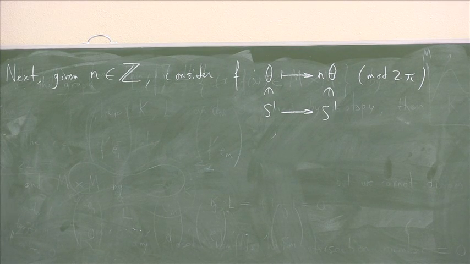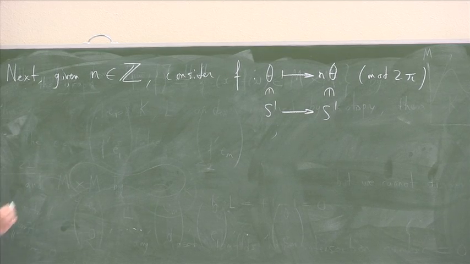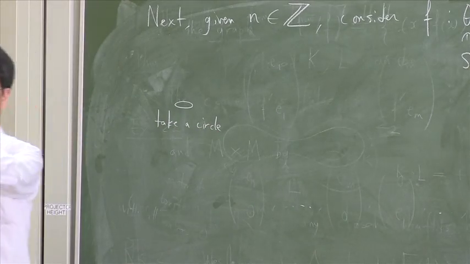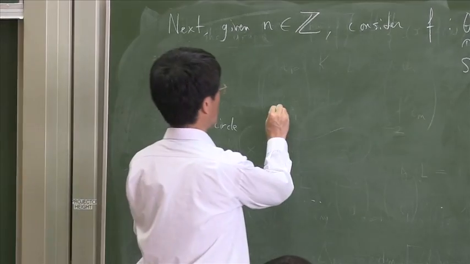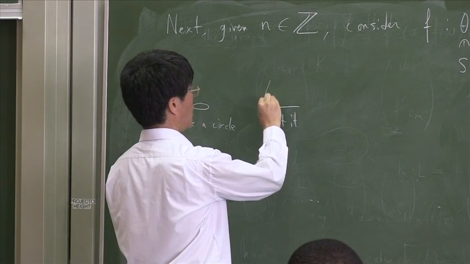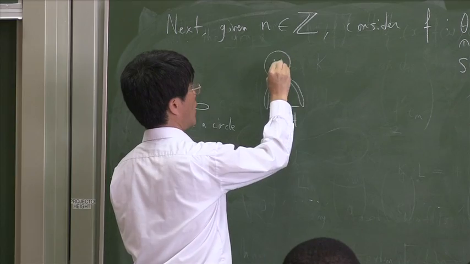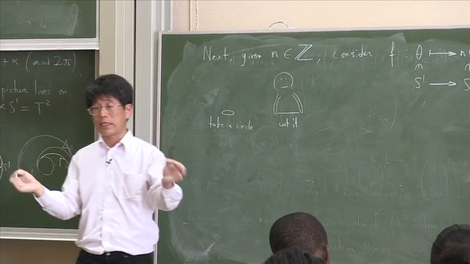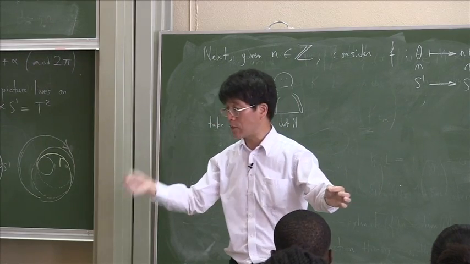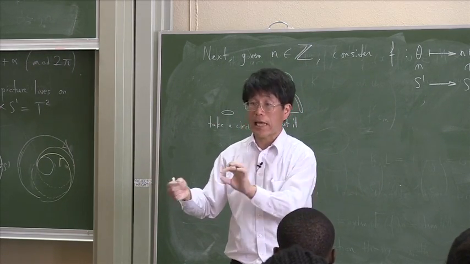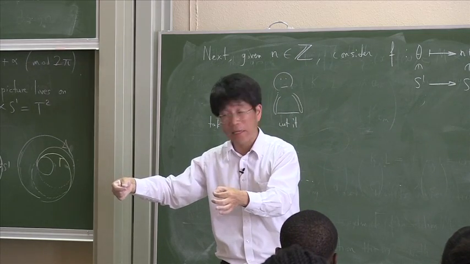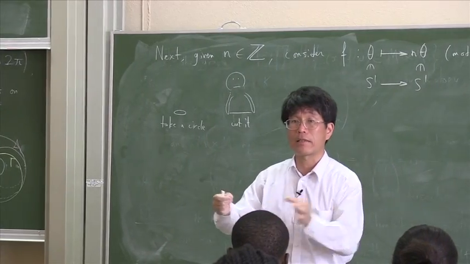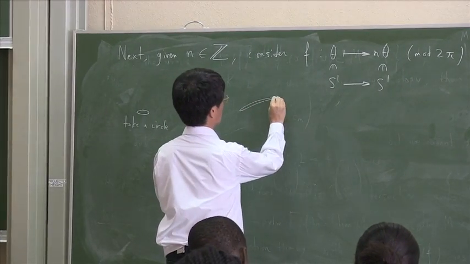What does this map look like? Here's what it looks like. Take a circle like this. And let's cut the circle. Do you see what I have done? I have a circle and I cut it. And then, you see, this circle that has been cut is now a segment between 0 and 2 pi. I have to stretch every theta to n theta, which means that I take this rubber band and stretch it to n times its size. Okay, theta goes to n theta. I have to make it n times longer. So it's going to be a lot of effort.